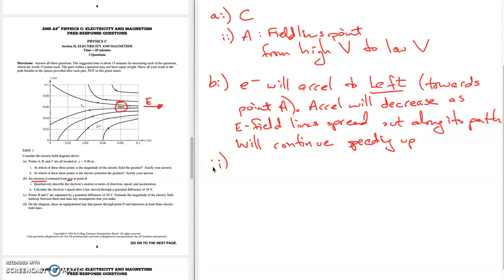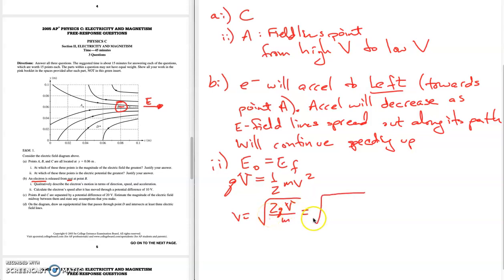Part 2. Calculate the electron's speed after it's moved through potential difference of 10 volts. Okay, so that's just a conservation of energy. We're going to have potential energy initially, so that's QV, and that will get turned into kinetic energy. Keep in mind the V on the left is voltage and the V on the right is velocity. So the velocity after a while is going to be the square root of 2QV over m, and we need to make sure that we use quantities for the electron.